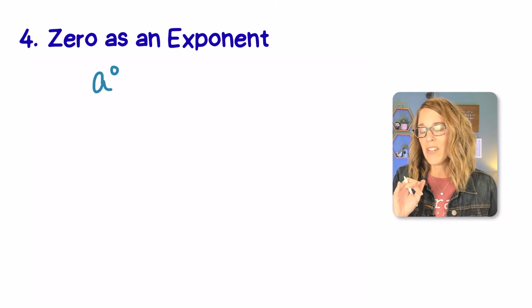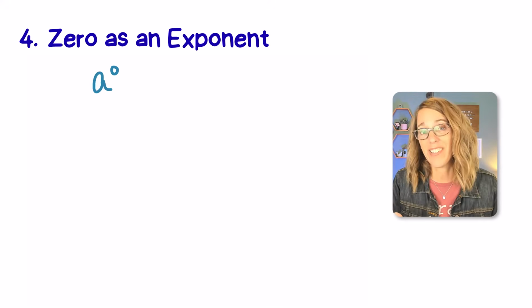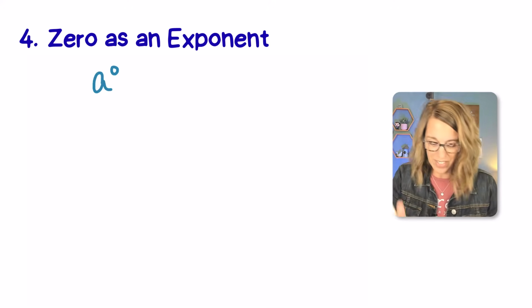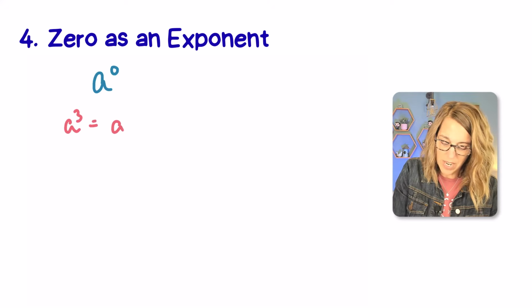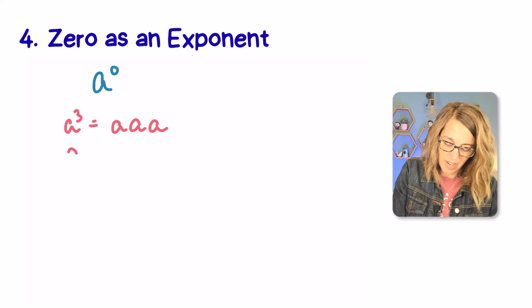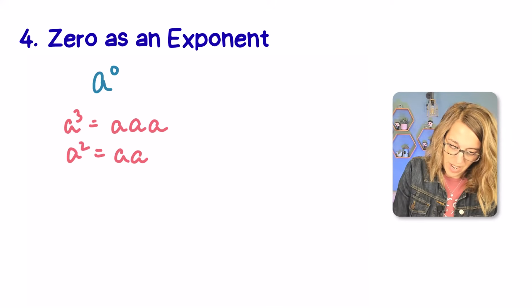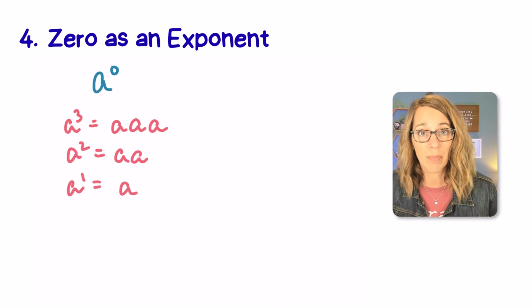And I'm going to take that definition of a power super literally as we come up with what a to the 0 is. We're going to establish a pattern, and this is what I love about math. Everything is super well defined. So I know that a cubed would be 3 a's being multiplied. A squared would be 2 a's being multiplied. A to the first power would be a single a being multiplied.